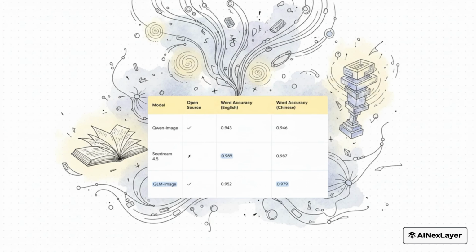And hey, the numbers definitely back this up. When you look at benchmark tests for word accuracy, GLM Image is right there at the top. Now, the closed source Seedream 4.5 does edge it out in English, but GLM Image still posts a really strong score. And it takes the number one spot for accuracy in Chinese. This really cements it as a state-of-the-art model for text, especially in the open source world.